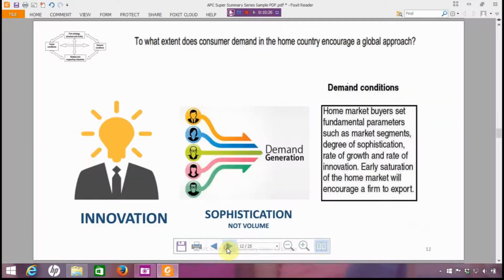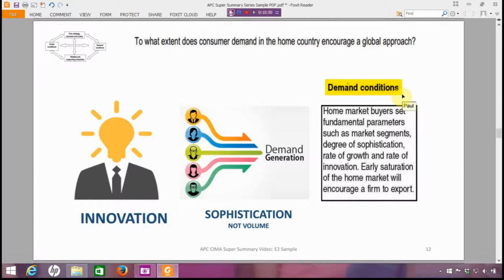So moving on from there, in terms of the demand area or demand conditions, one key mistake that I've seen students make in this area of the diamond is to assume that when we say demand, we're talking about volume. In other words, if there's a high demand, the industry is going to grow. Well, that's not necessarily the case. And it's certainly not the case within the diamond.